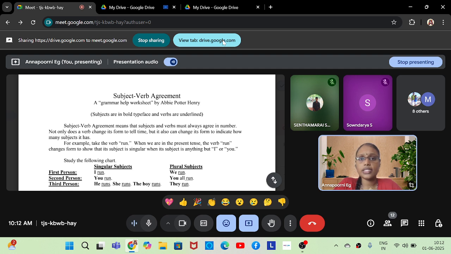First person, second person, and third person. We have three persons. So first person is I. First person singular is I. Plural, we. Very good. First person plural is we. Second person singular, you. Second person plural is also you. Third person singular, he, she, it.